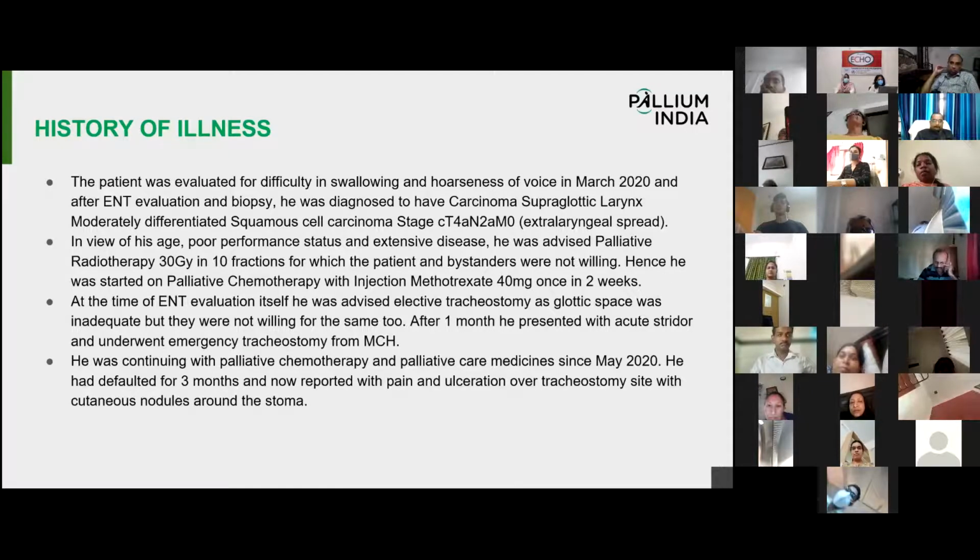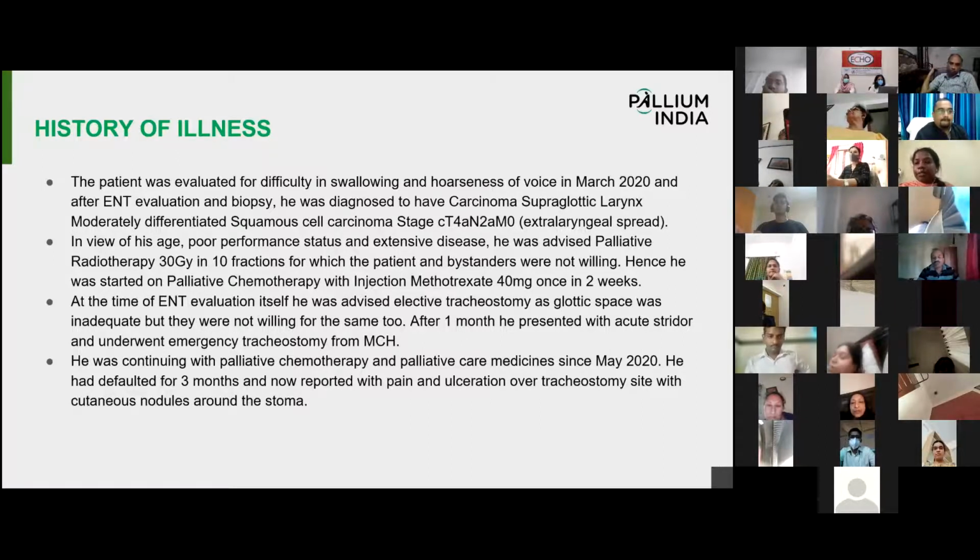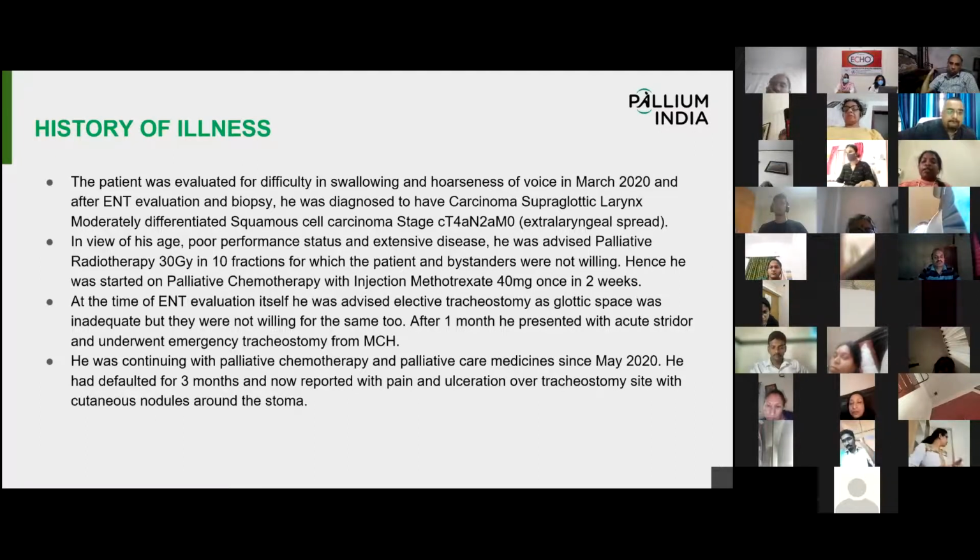But unfortunately, the patient and bystanders were not willing for the radiotherapy. Hence, he was started on palliative chemotherapy with injection methotrexate 40 mg flat dose once every 2 weeks. Even at the time of first evaluation, he was advised elective tracheostomy because the glottic space was inadequate, but they were not willing for the same.